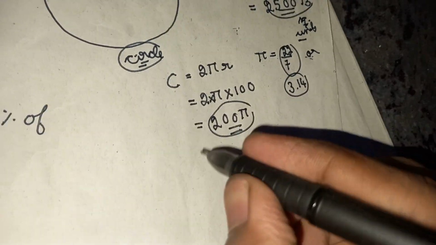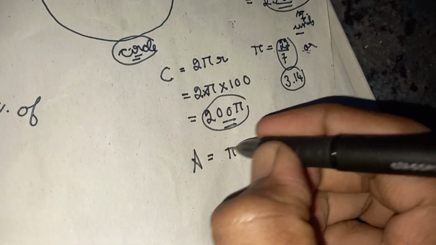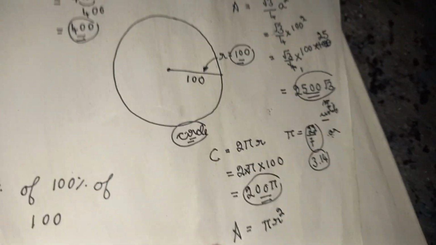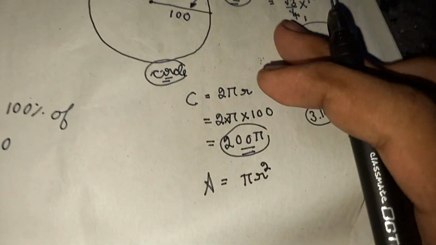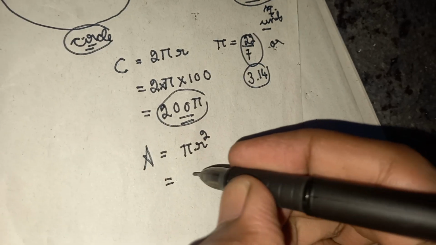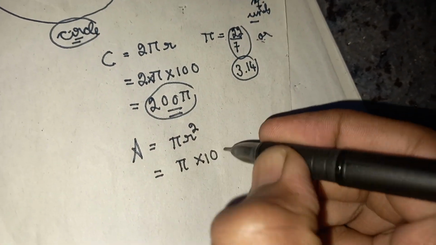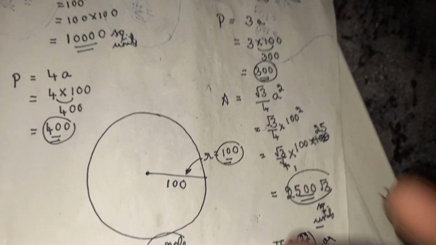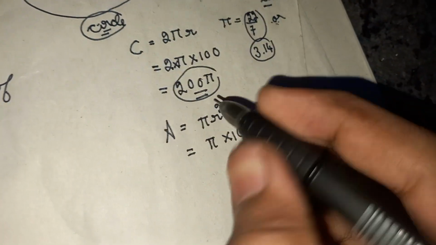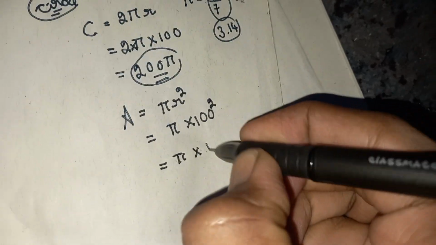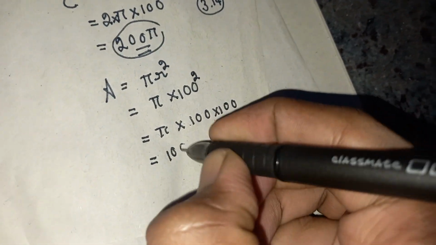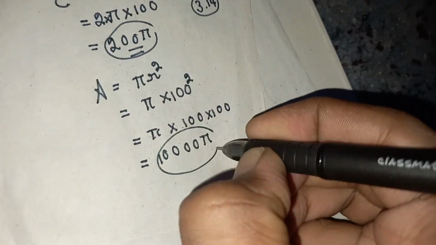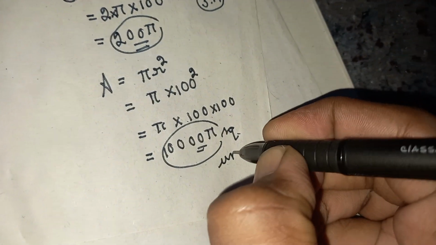Let's find out the area of the circle. Area equals pi r squared. Here r is the same radius and pi is the same constant, so you're going to get it as pi times 100 squared. 100 squared, as I told in different problems, equals 100 times 100, which is 10,000. 4 zeros remain, 10,000 pi square units.